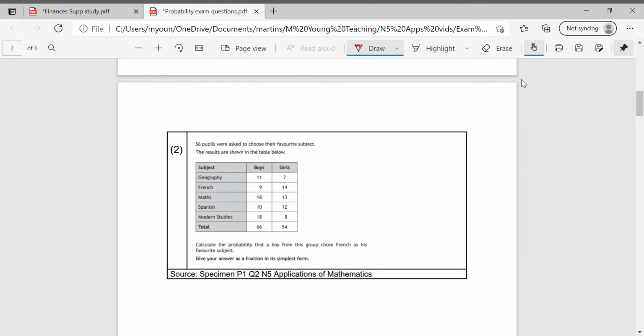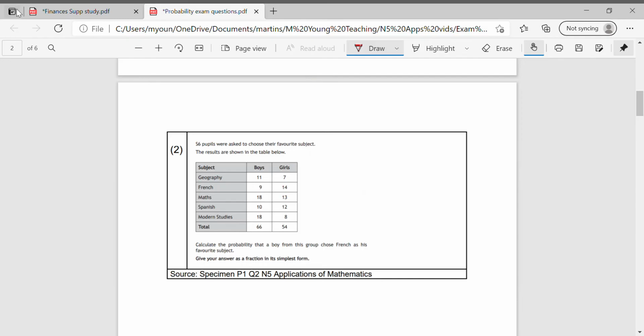Next question. 6 pupils were asked to choose their favourite subject. The results are shown in the table below. And we've got subject on the left, boys, girls, and then calculate the probability that a boy from this group will choose French as his subject. Alright, so it's the probability that a boy picks French.